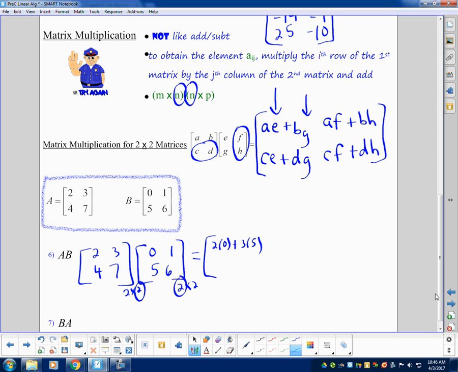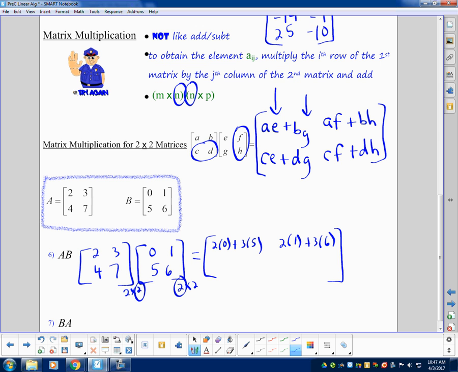2 times 0, 3 times 5. And then the second column, first row, would be 2 times 1 plus 3 times 6. So 2 times 1, 3 times 6. Then I go to the second row and multiply that by the first column.